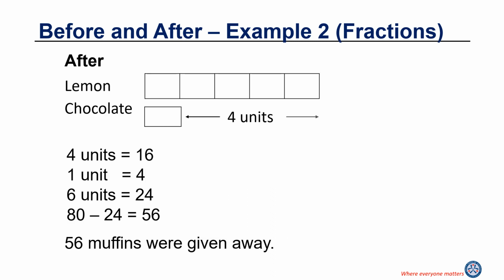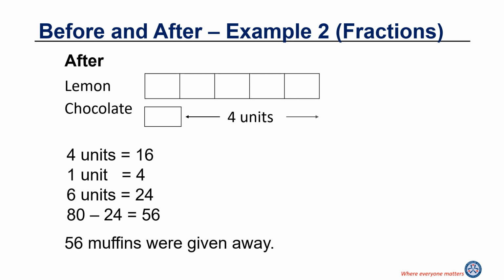Mrs. Ng gave away an equal number of lemon muffins and chocolate muffins. She then had 5 times as many lemon muffins as chocolate muffins. How do we draw a model to show 5 times as many lemon muffins as chocolate muffins? I usually start with the one with the fewer units. In this case, it is chocolate muffins. So, 1 unit represents chocolate muffins and 5 units represents the lemon muffins.